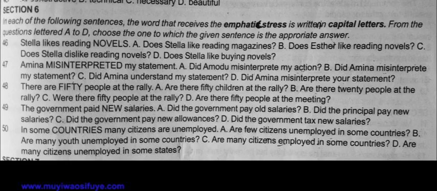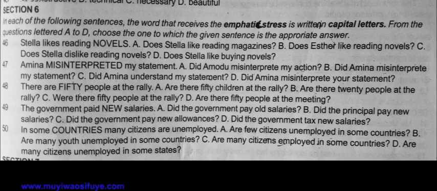Question 49 and question 48. There are 50 people at the rally. The emphasized word, the word in capital, is 50. I know for that simple rule, once the option doesn't have 50, the capitalized word there, that means that's the correct answer. But for clearer explanation, let us look at the options.